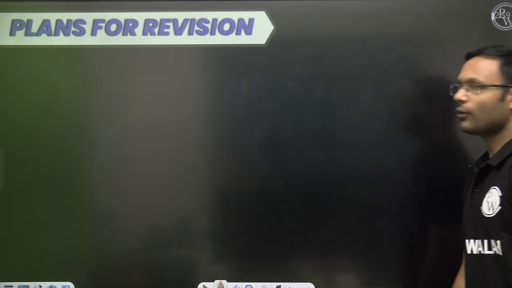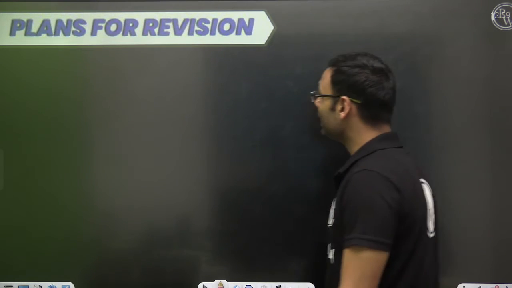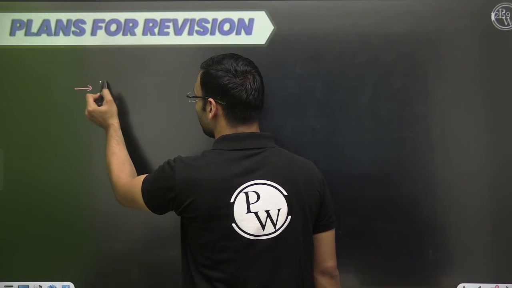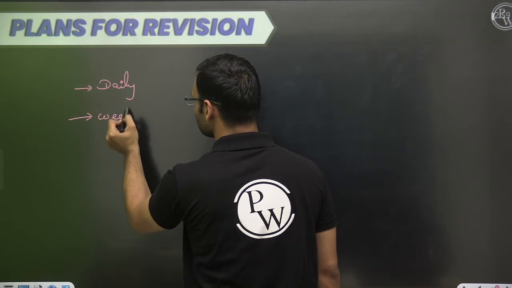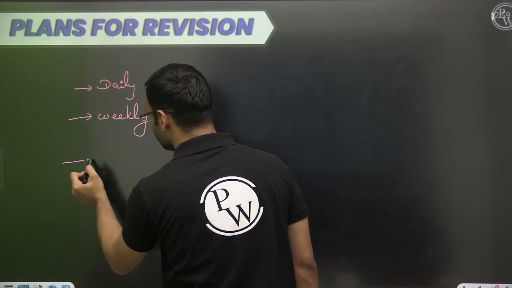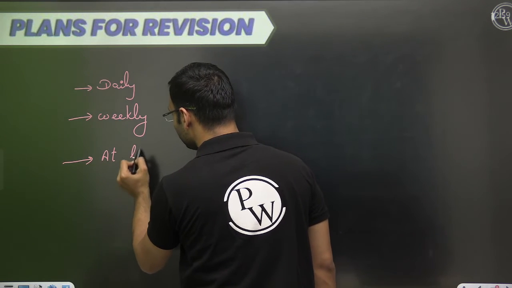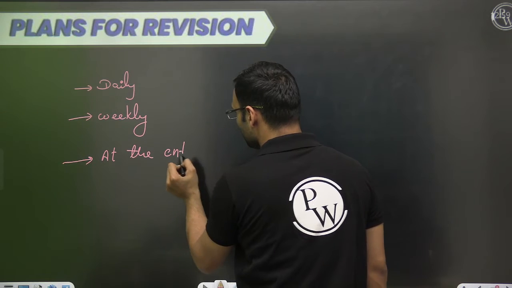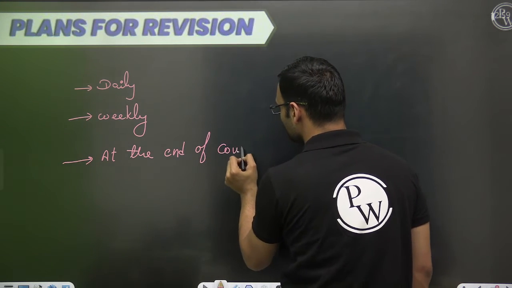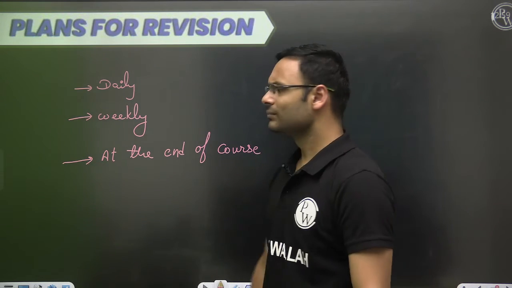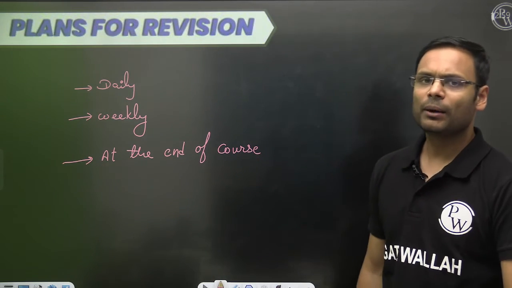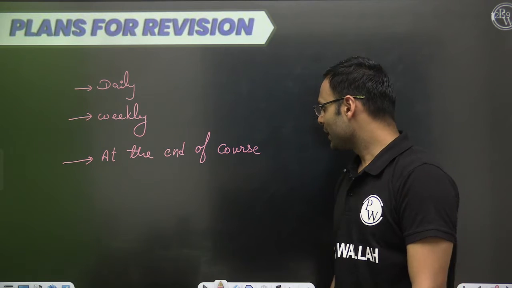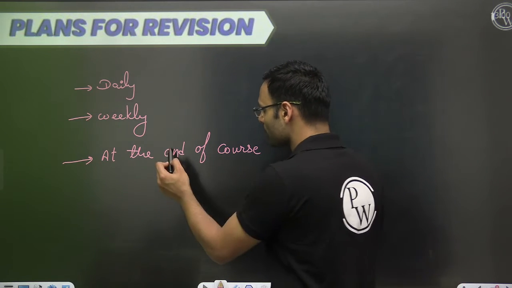Then plans for revision. I have already made the plan. Revision: you will have a daily revision. Then you will have a weekly revision. One more thing I have skipped is a quick revision at the end of the course. Once a particular course is done, then on your Sunday or monthly, weekly revision, you can complete the course revision at the end of the course when the course is completed.